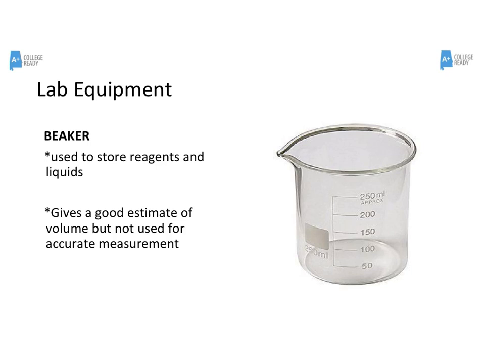So let's talk about some common pieces of lab equipment. There is a resource in the curriculum that gives you a much bigger scope of equipment that you might use in the laboratory. Here in the PowerPoint, I've tried to introduce you to pieces of lab equipment that you would be most likely to use. So the beaker is used to store reagents and liquids. It gives a good estimate of volume, but it should not be used when you need to be accurate about your measurement. It's mostly used to contain and store liquids.